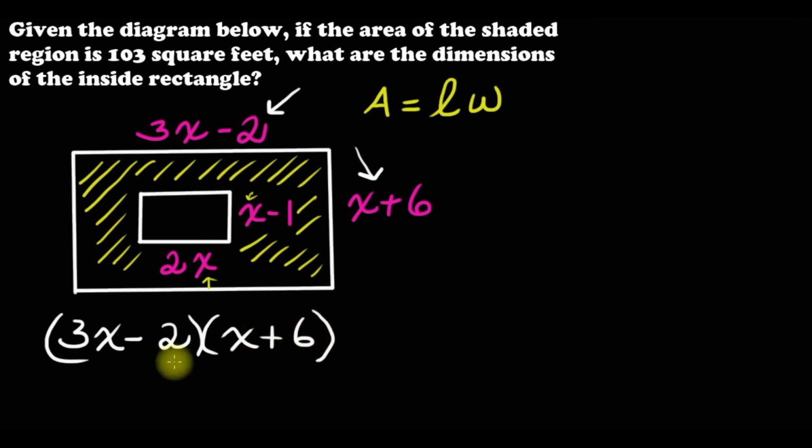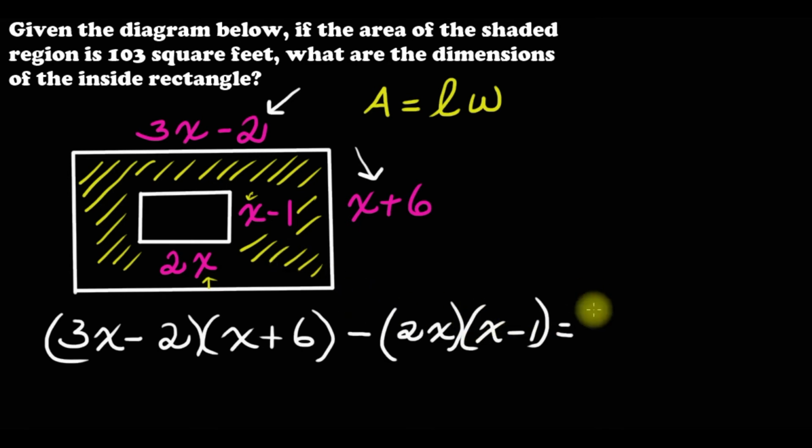So this would give us the area of the outside rectangle minus the area of the inside rectangle. Length times width for the inside rectangle is 2x times x minus 1. So 2x times x minus 1. That is going to equal the area of the shaded region, which is 103. So here's your equation to work with.